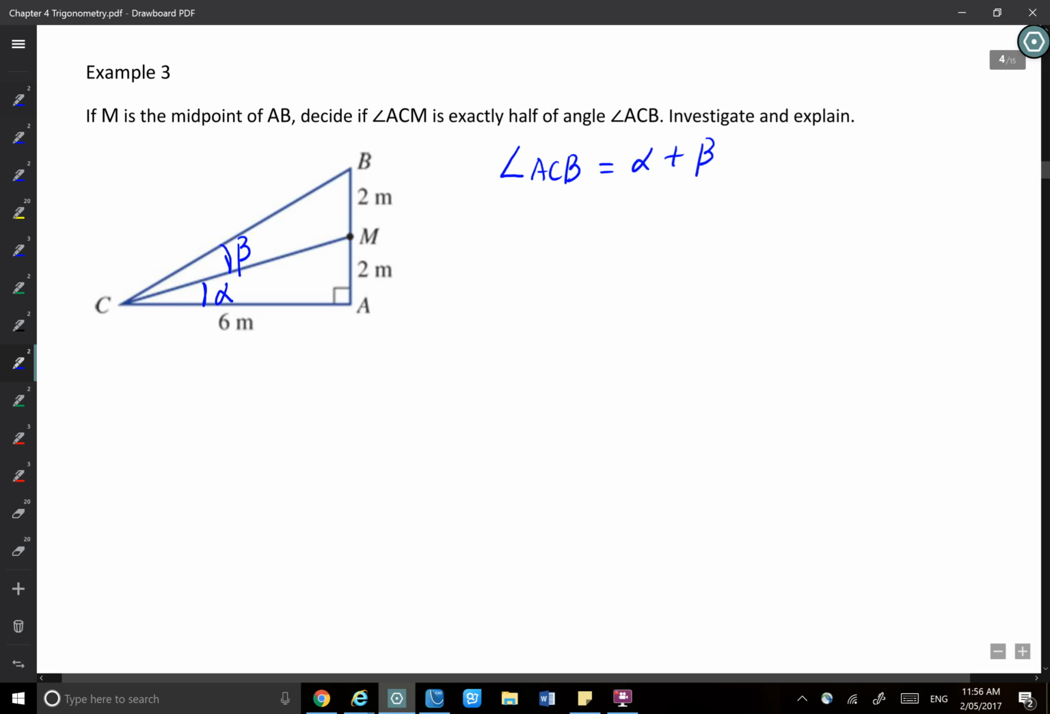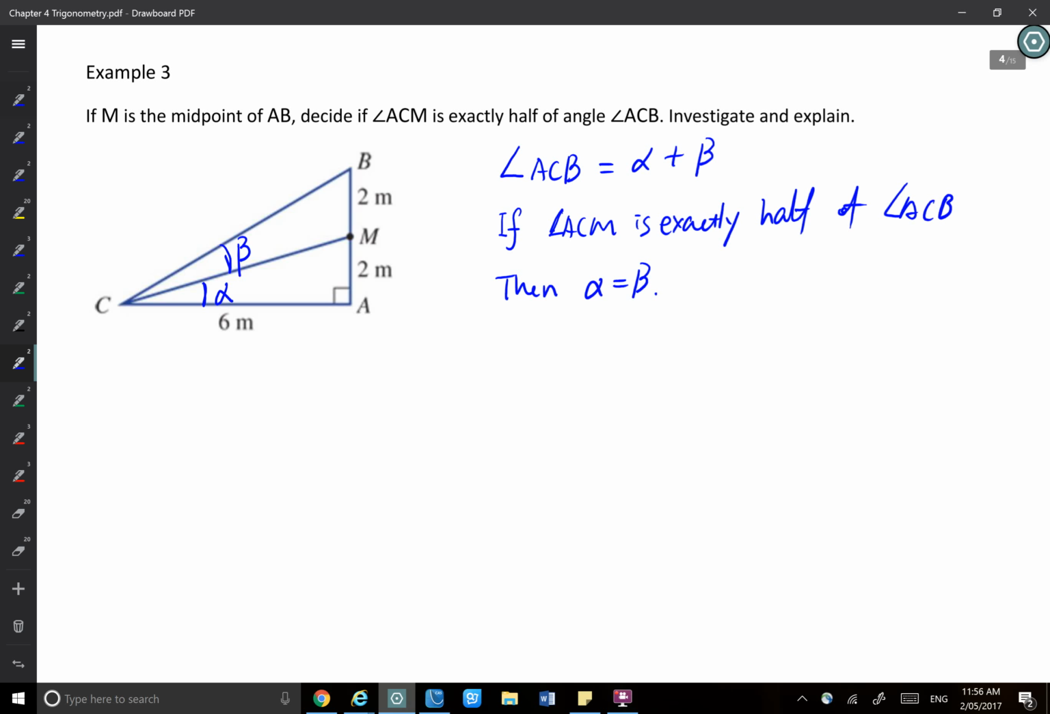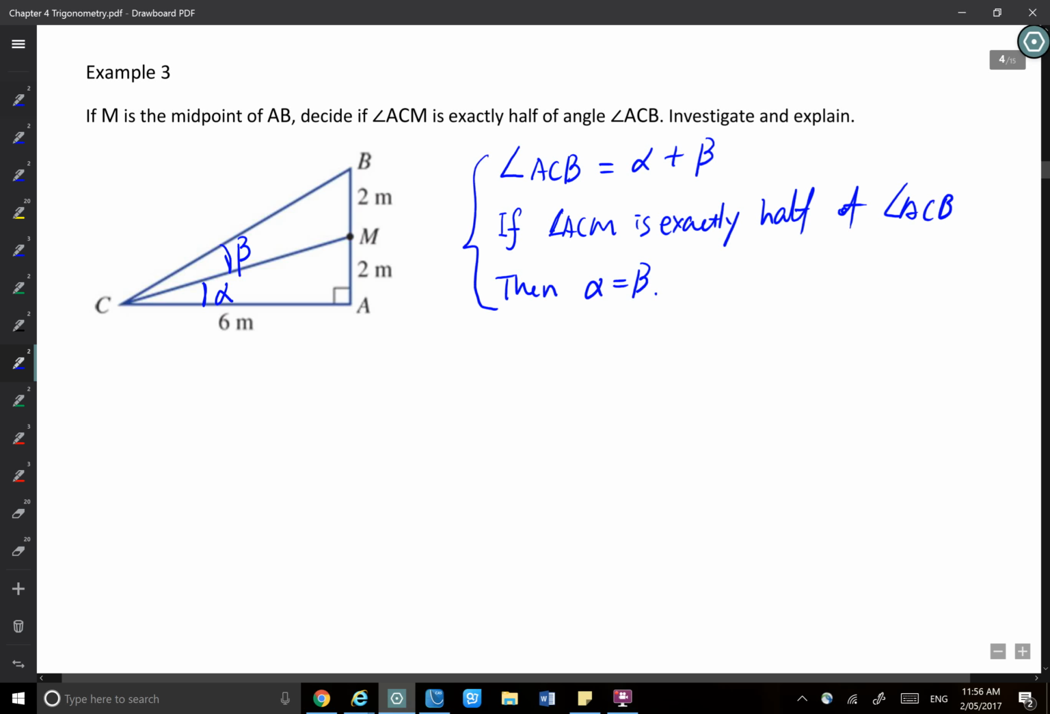So what I can see is if ACM is exactly half of angle ACB, then alpha will equal beta. Is that correct? If it's just directly cut into half, then this half and that half will be exactly the same. So alpha will be the same as beta. So that's what I want to investigate. That whole thing is what I want to investigate.